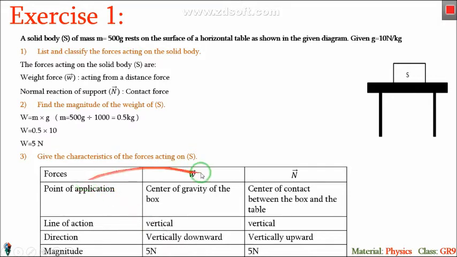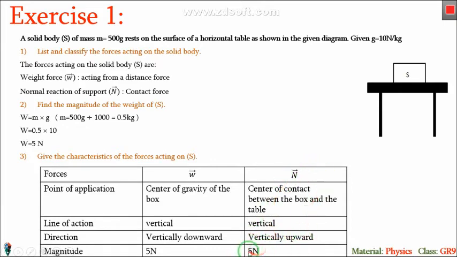Now the characteristics of the normal force. The point of application of the normal force is the center of contact between the box and the table. This is the contact between the box and the table. The normal force is applied on the center of contact, which is this point in here. This is the center of contact between the box and the table. So this is the point of application of the normal force. The line of action of the normal force is vertical and its direction is vertically upward. The magnitude of the normal force is 5 Newton.